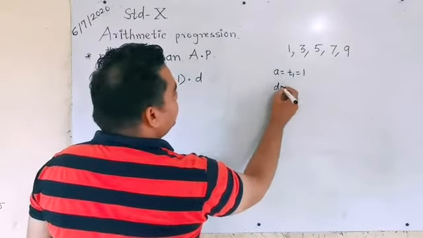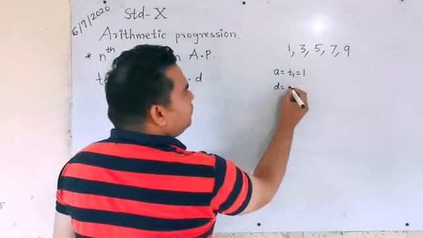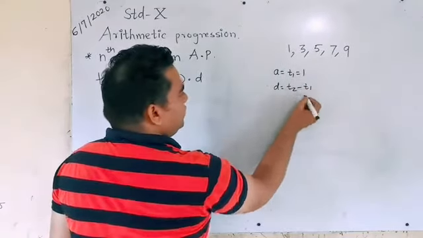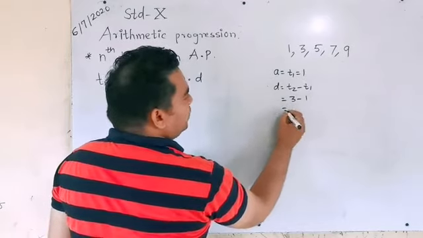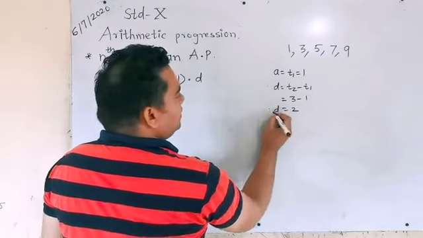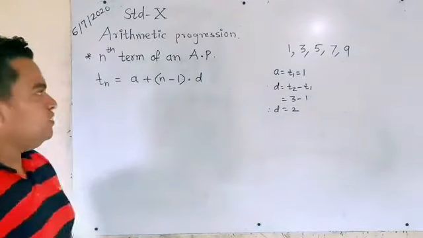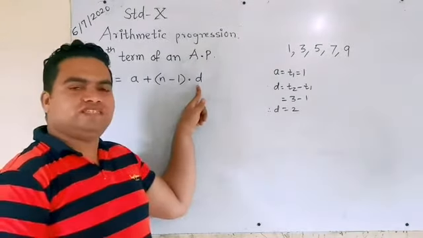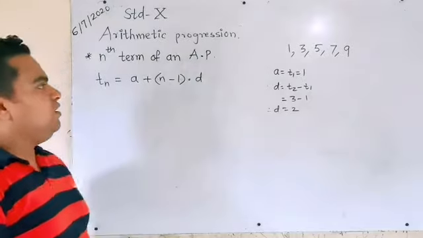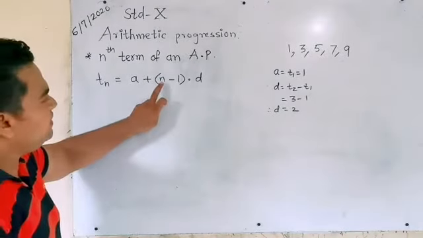And what is D here? To find the D, we know that T2 minus T1. So what will the answer be? 3 minus 1. So answer is 2. So D will be 2. So we know here the value of A, and we know the value of constant difference, that is 2. Okay. So now we have to find the nth term.